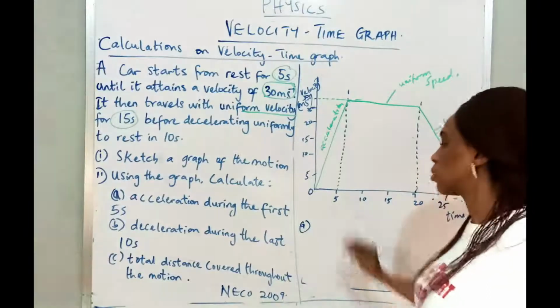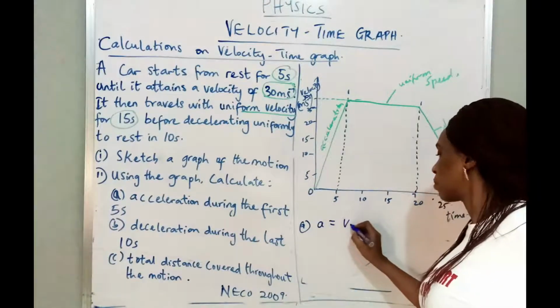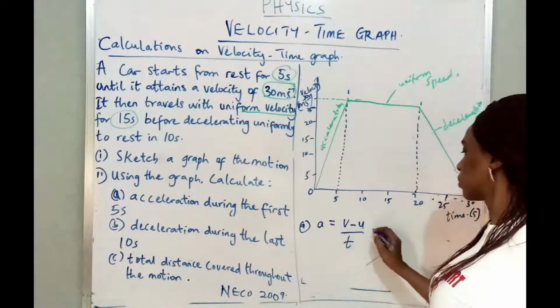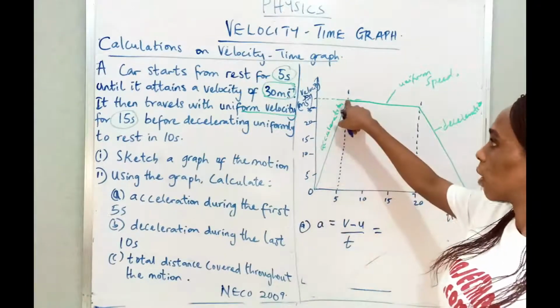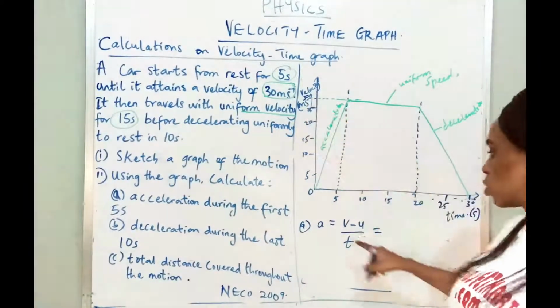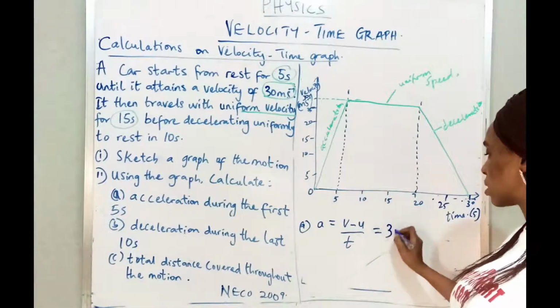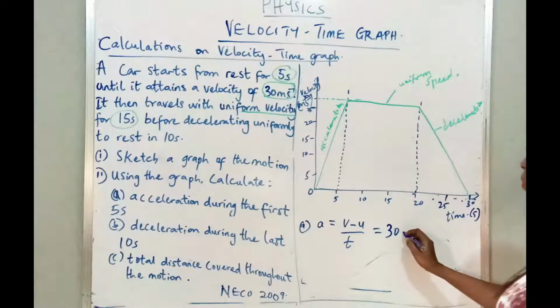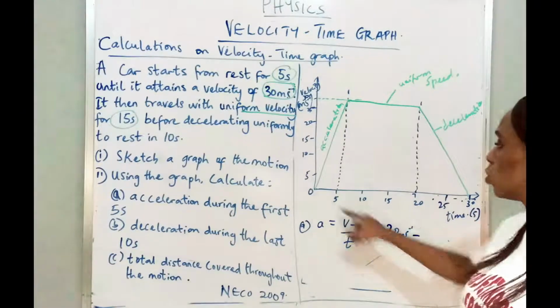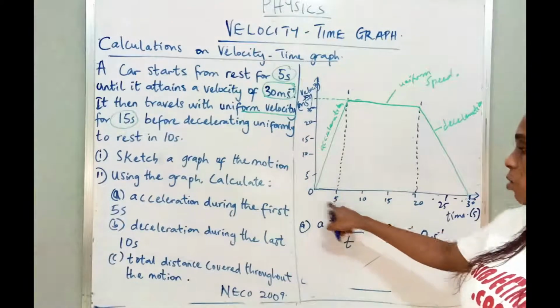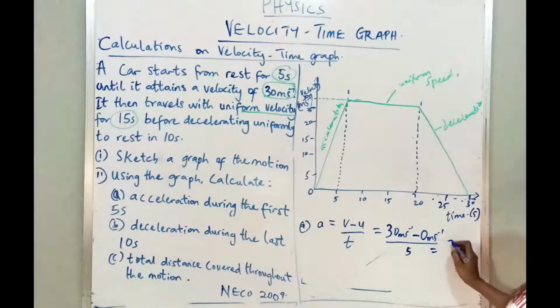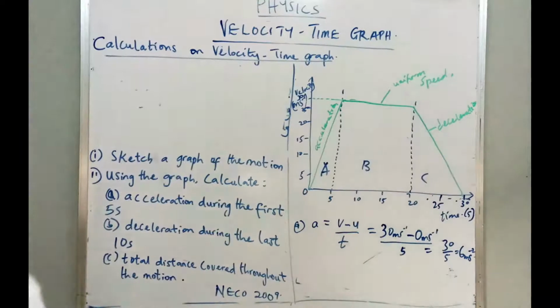I'm going to start with the first one. Acceleration is equal to final minus initial velocity over time. The initial velocity here started from zero, while the final velocity is 30. So V is 30 meters per second, minus U, that's zero, over the time. It accelerated from 0 to 5, so the time is 5. So I have 30 over 5, which equals 6 meters per second squared. That's my acceleration.